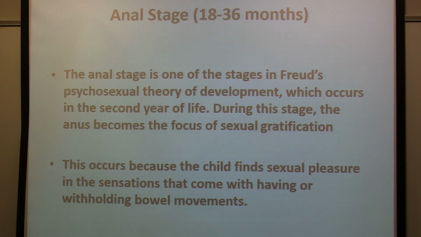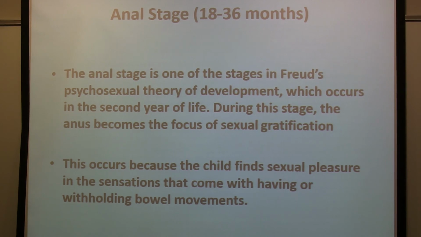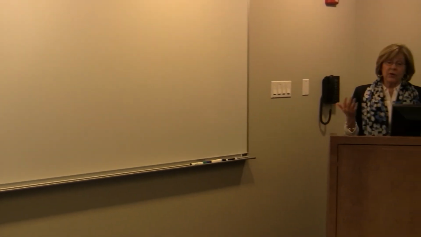Then the child moves on to the anal stage, which is 18 to 36 months. And it occurs, as I said, in the second year of life, and the focus for the child is on sexual gratification. And the child begins to find sexual pleasure in the sensations of his or her own body that come with withholding bowel movements. And so this is a stage, again, of development that the child is expected to move through, or the person can become stuck in that stage, or fixated.